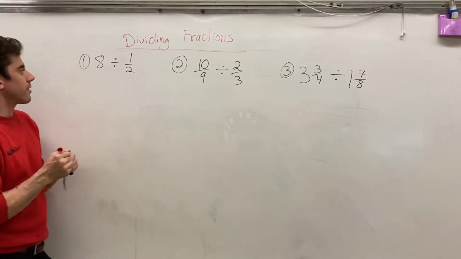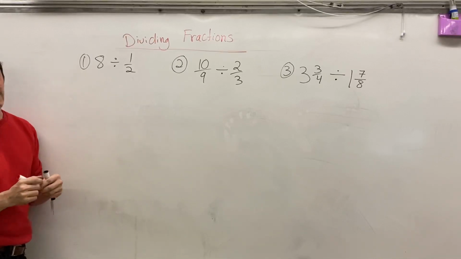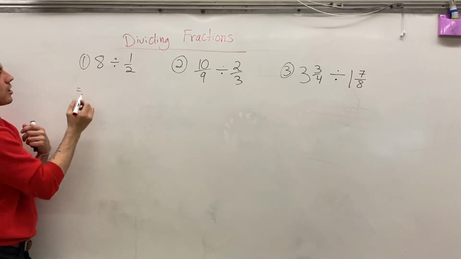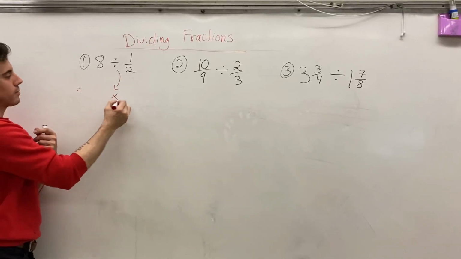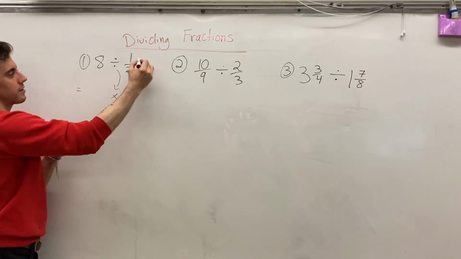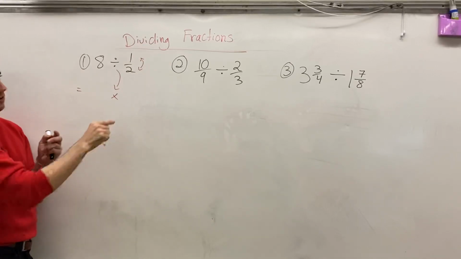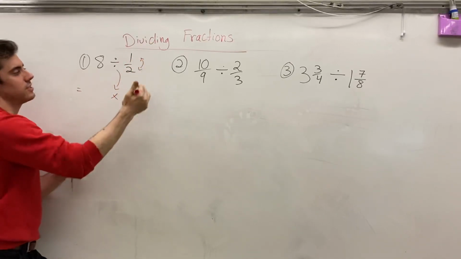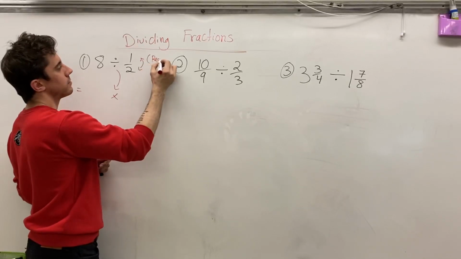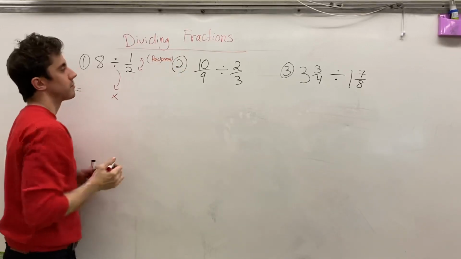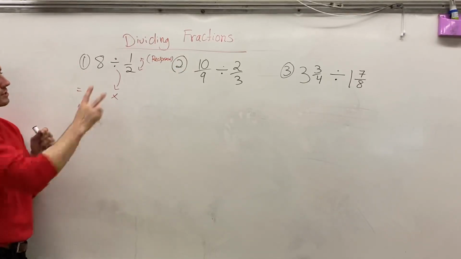So for our first example, 8 divided by 1/2. Our strategy is always the same. We change our division symbol into a multiplication symbol, and we flip our second fraction, only our second fraction, never the first, but our second fraction, find its reciprocal. When we flip a fraction, we call the result the reciprocal fraction.